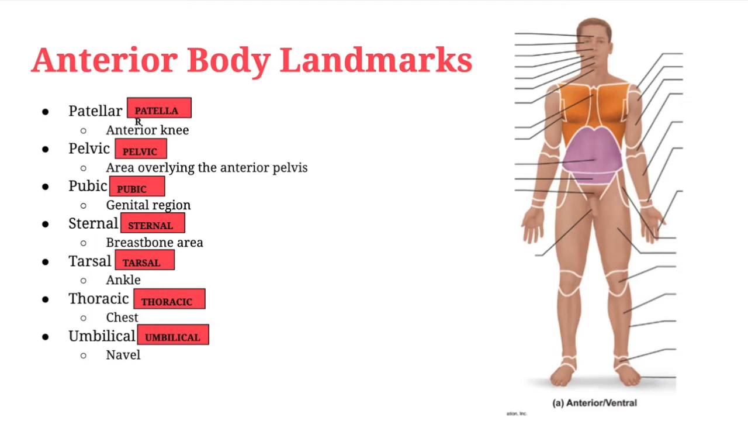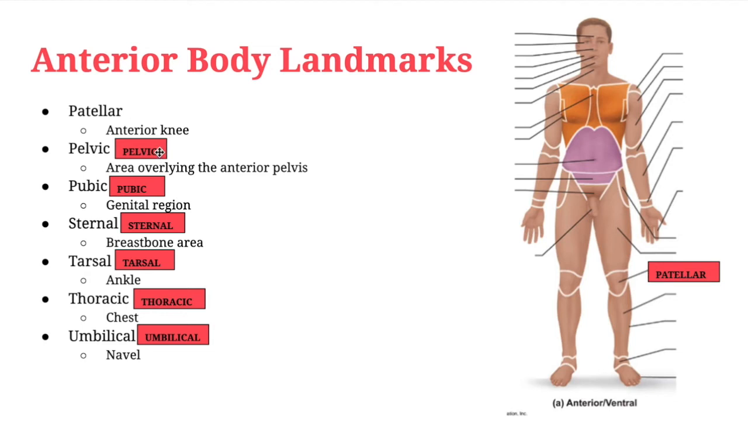These are going to be our last of the anterior body landmarks. Patellar is the anterior, the front of the knee. So your kneecap, that bone is called the patella. So that region is the patellar region. We want to add that label here.